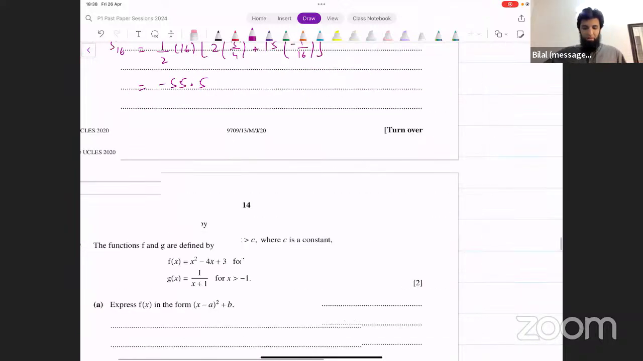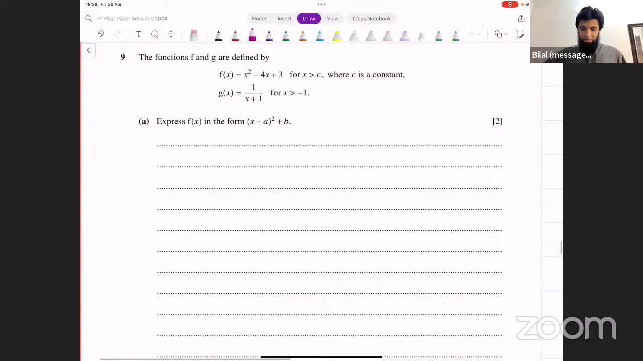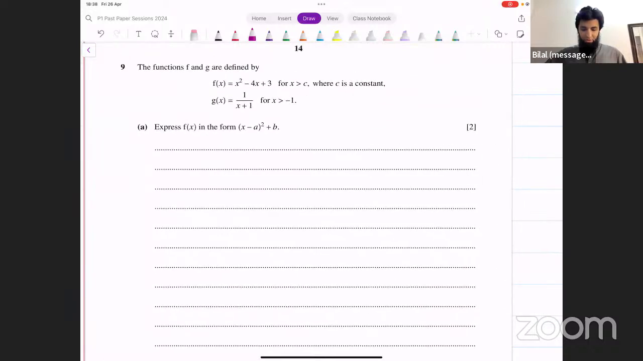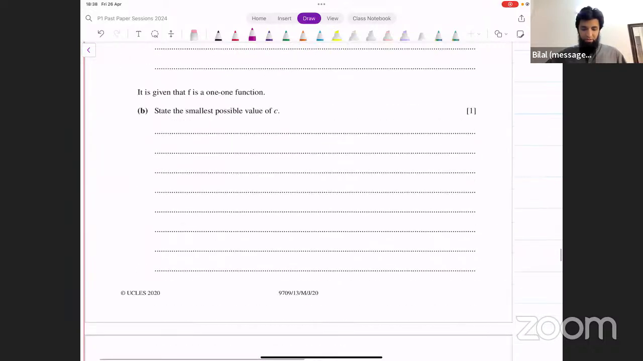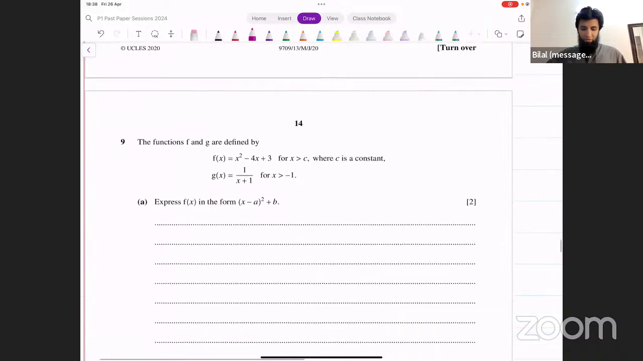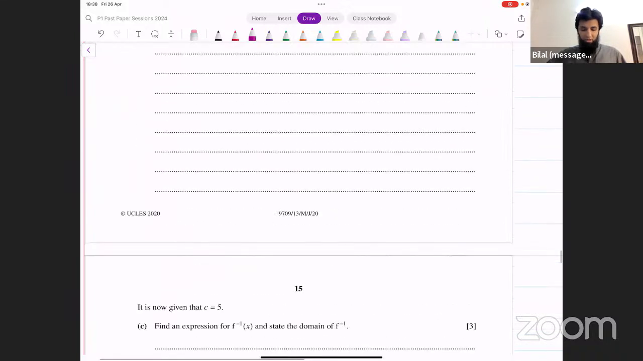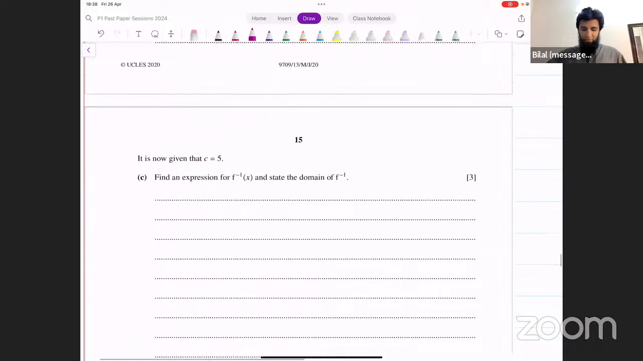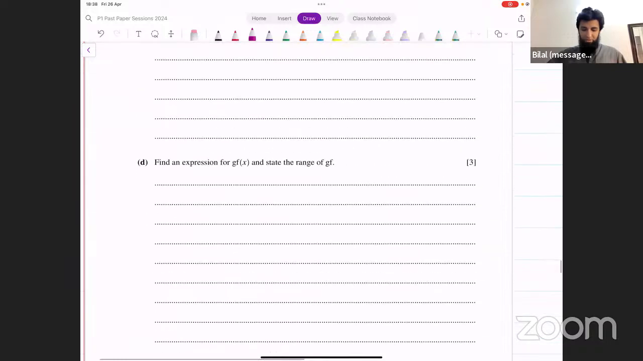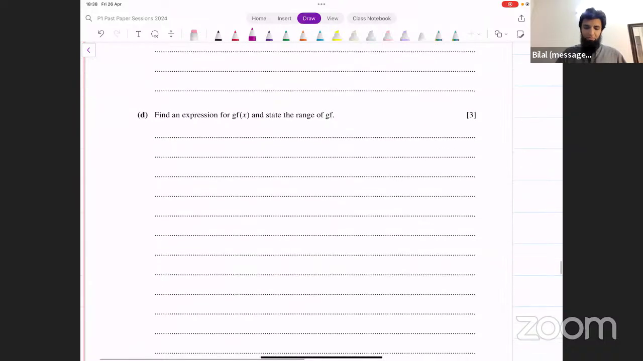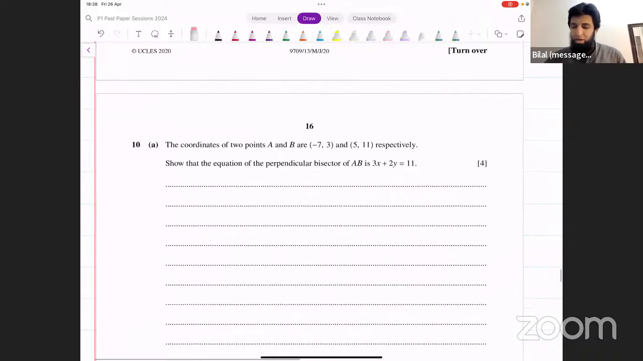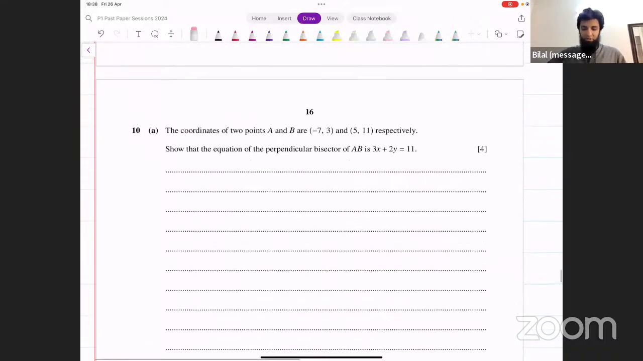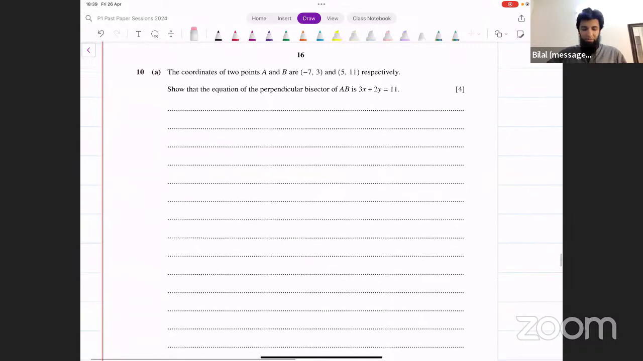Let's move on. This is 9. It's a function problem. You have to complete the square and then state the smallest possible value of c. For this to be a one-to-one function, that will be the turning point. And then find f inverse and this, state the range of gf. Okay. The last part, this might be slightly tricky. Make sure to try this, but nobody has voted for this. So I'm assuming you've done this, or maybe it does not look that difficult.